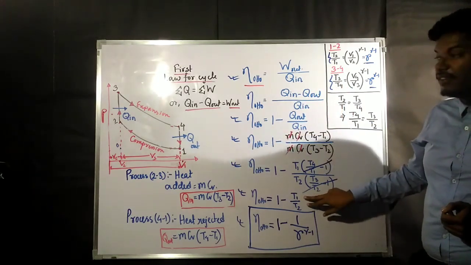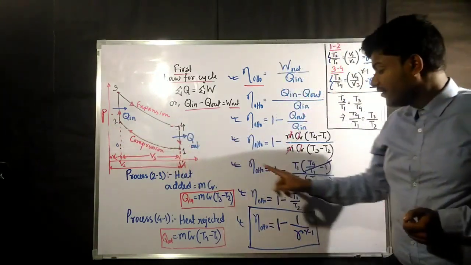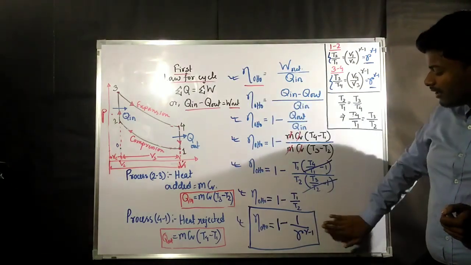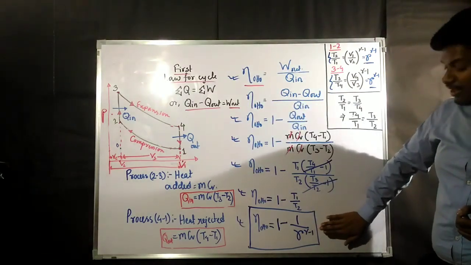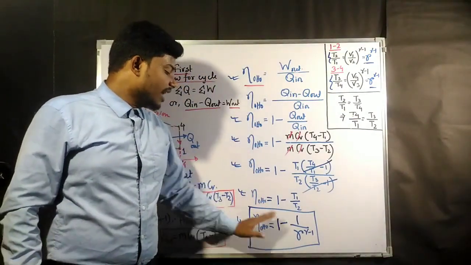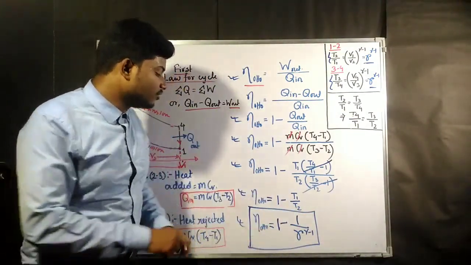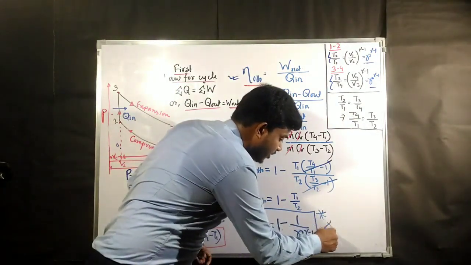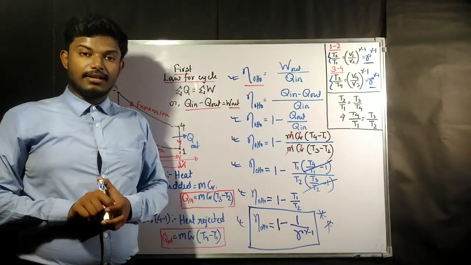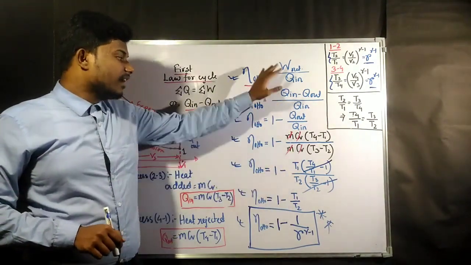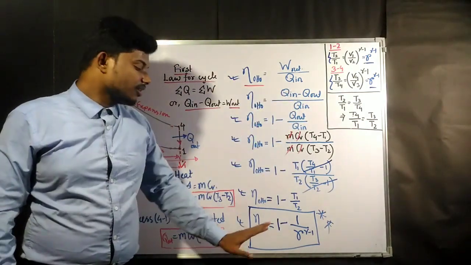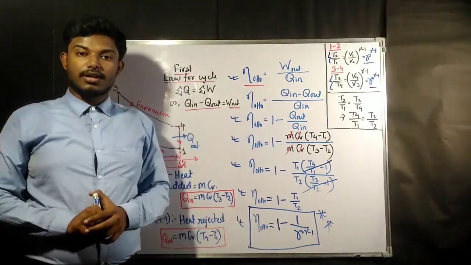If the temperatures T1 and T2 are given, you can also find efficiency from here. But ultimately this formula is very important from the GATE point of view. So I have made a boundary around it so that it can be remembered. This formula is going to be very important in terms of GATE. The remaining things are very basic, you can easily remember them, but this one is very important.